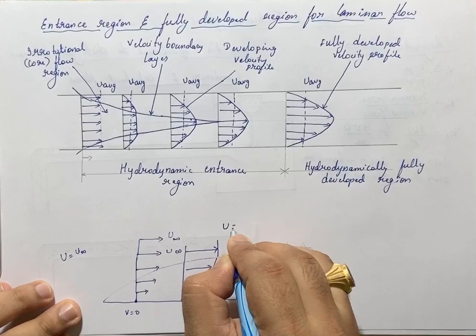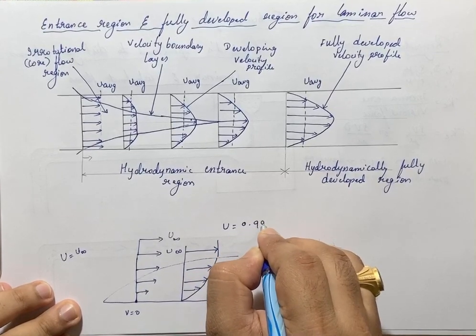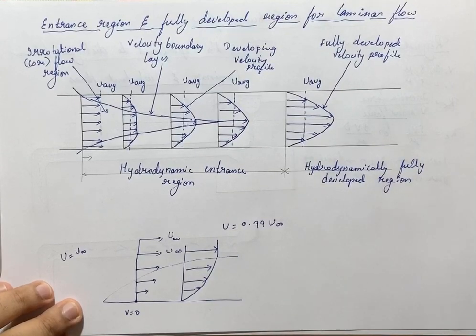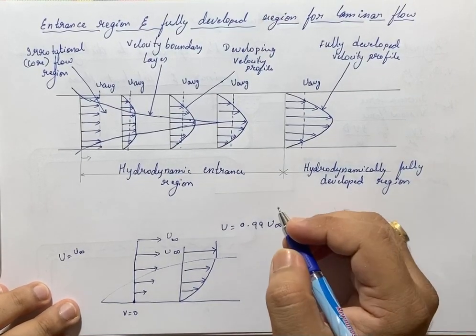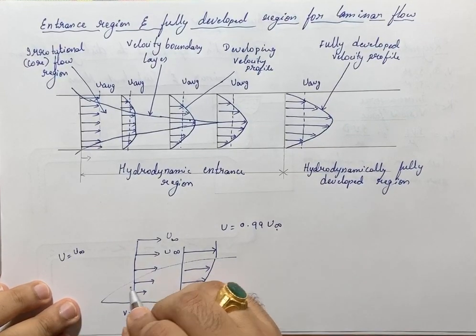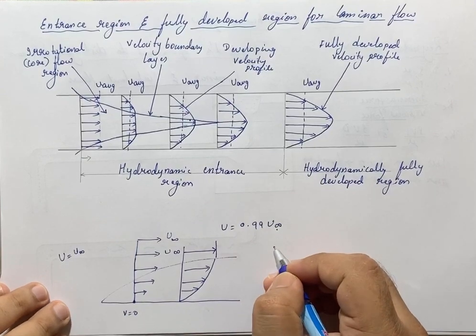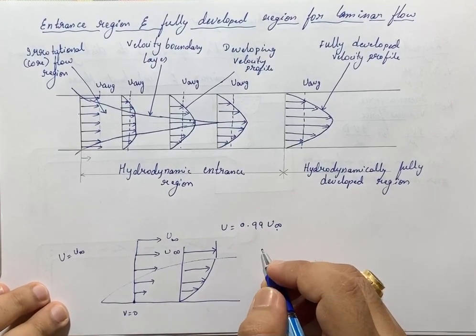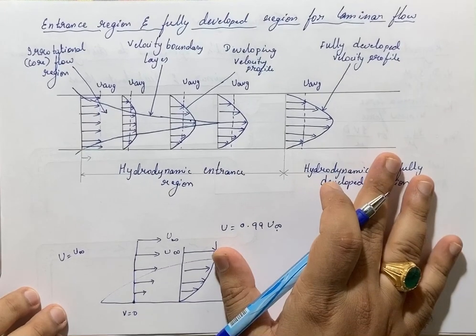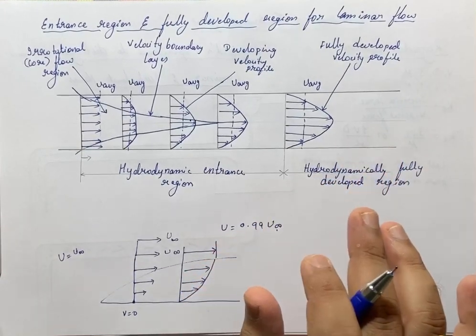That means u is equal to 0.99 times u infinity. That means it almost approaches the inlet velocity. Right? Almost approaches the inlet velocity here. That boundary layer is called the velocity boundary layer. Right? Why does this happen? The region of flow where the effect of shear force due to velocity is observed is called a boundary layer or velocity boundary layer here.